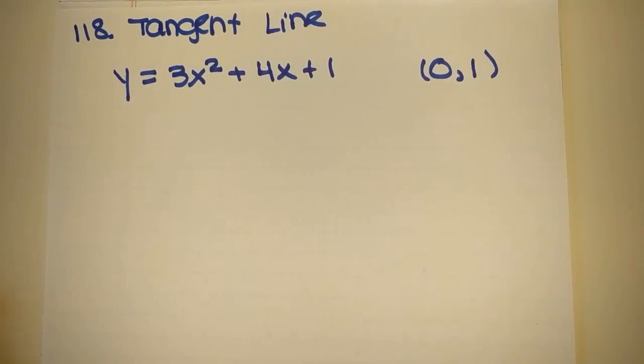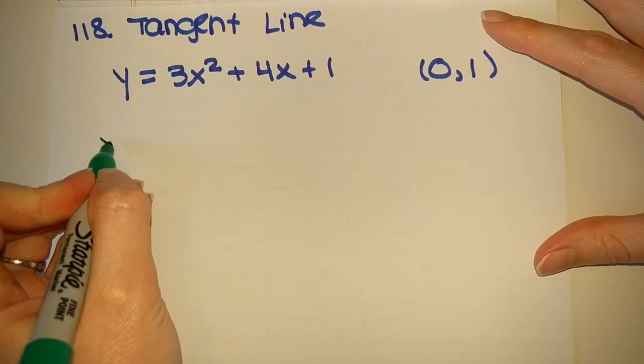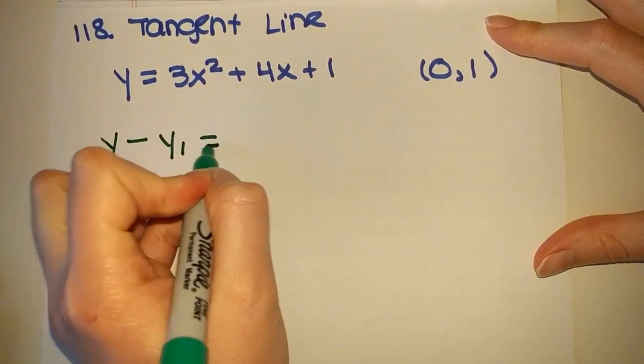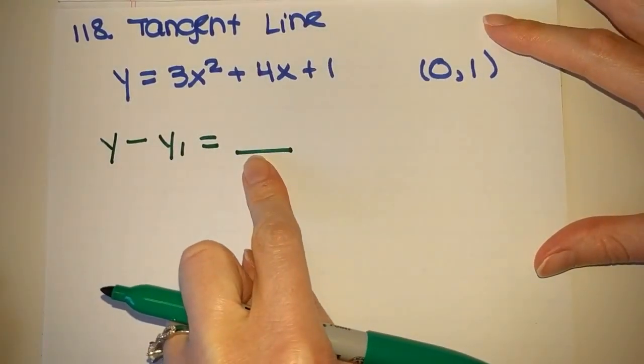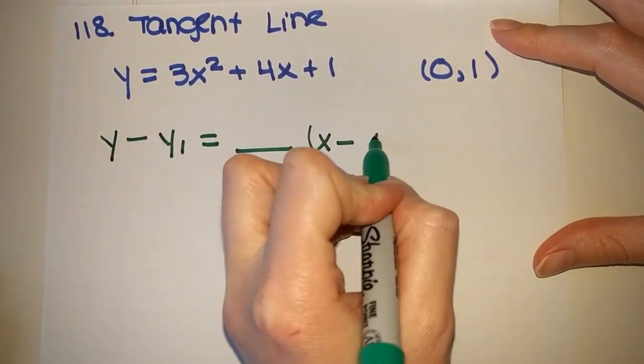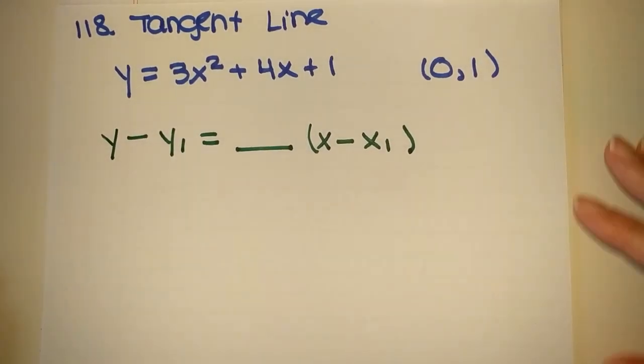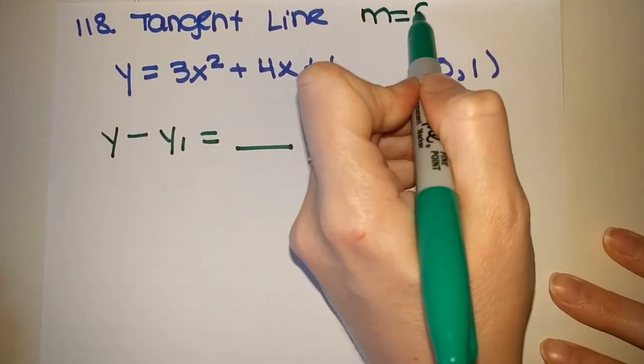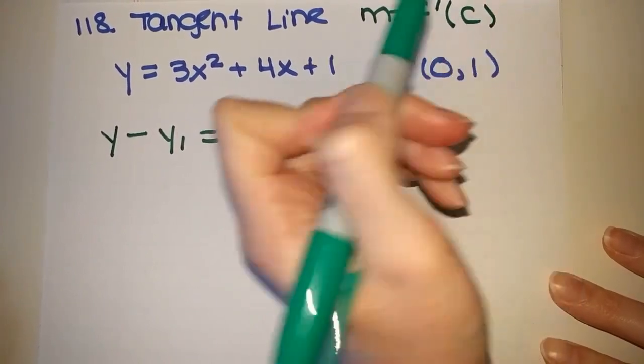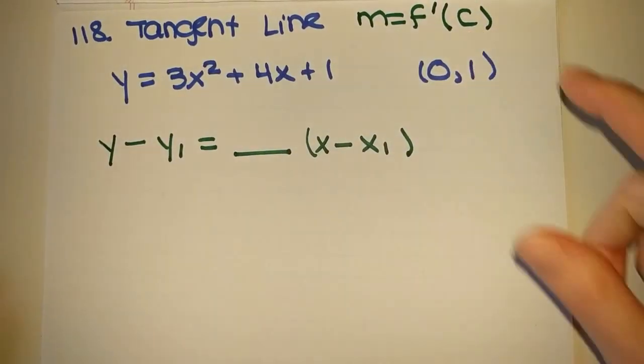So here we are being asked to find the tangent line. I always like to start with what I know. I know that point slope form gives us the equation of a line, and usually we have our m here. A lot of the work for the tangent line is going to be trying to find that m value. And for the tangent line, the m value is our derivative evaluated at the point, the given x value.